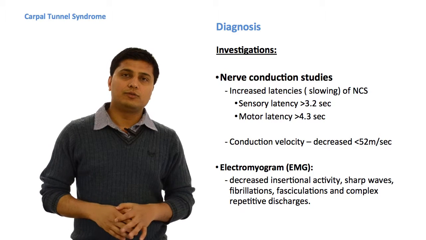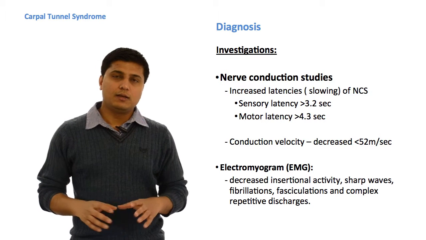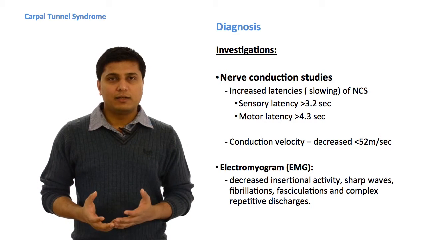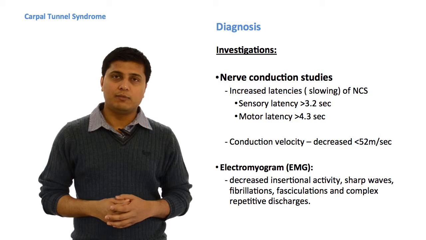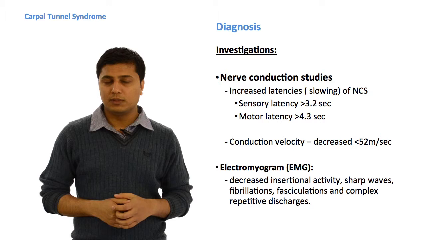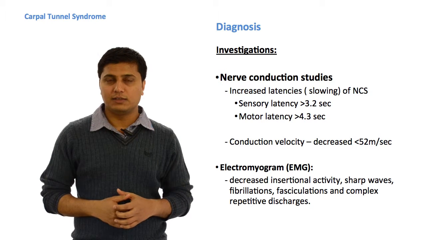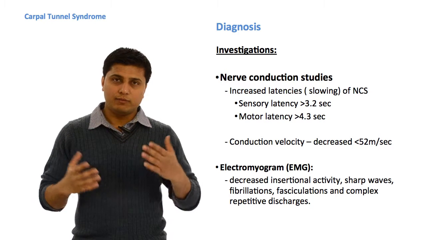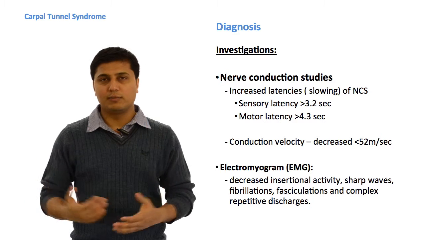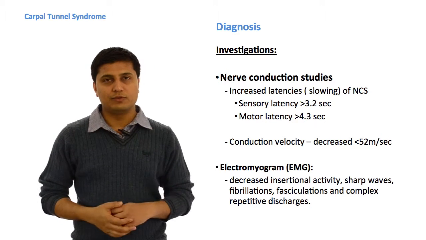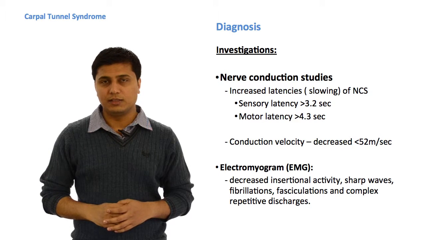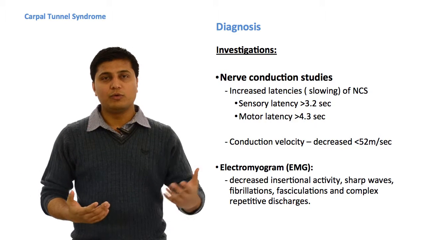So how to diagnose carpal tunnel syndrome? It's a clinical diagnosis, but in recent years, investigations have become the norm, for example, nerve conduction studies and EMG studies. If you see a patient with carpal tunnel syndrome and there are positive signs, you send them for nerve conduction and EMG studies. If you get the report, what to look for?